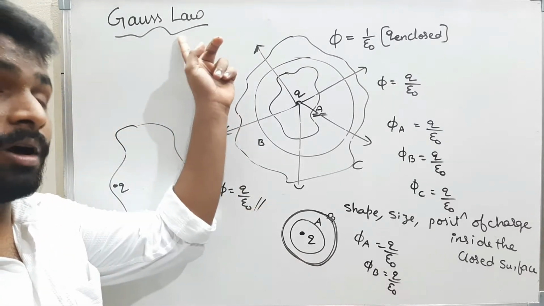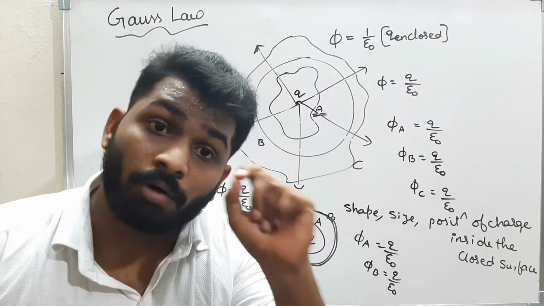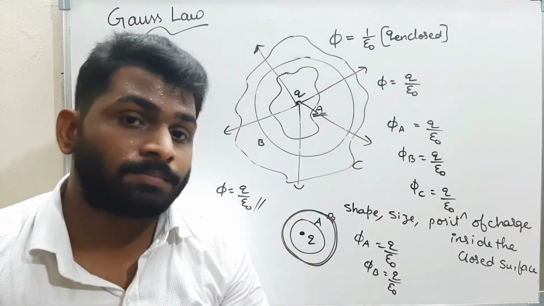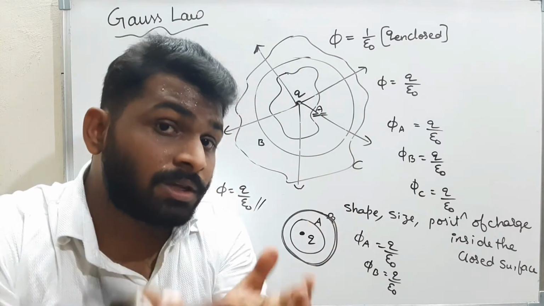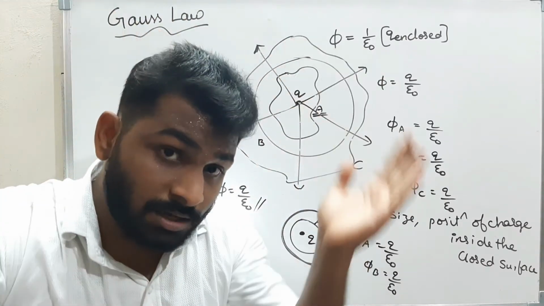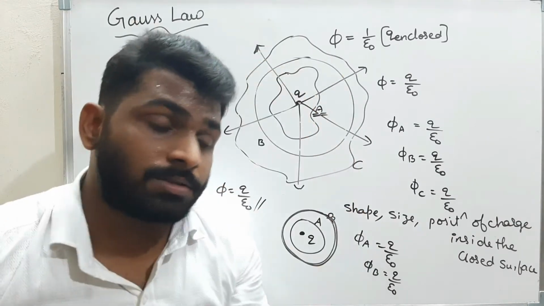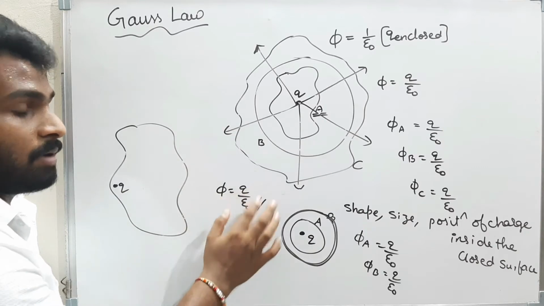What is the Gauss law? According to the Gauss law, the total flux through any closed surface is equal to 1 by epsilon naught times the total charge enclosed in the closed surface. And the flux is independent of the shape of the closed surface, independent of the size of the closed surface, and independent of the position of the charge inside this closed surface. The charge may be anywhere, but if it is inside, then the flux is Q by epsilon naught. That's all.